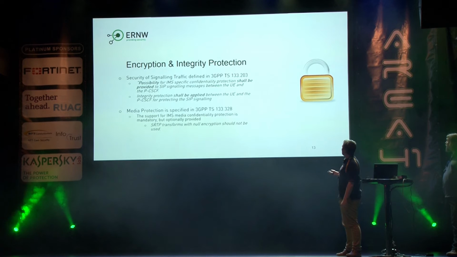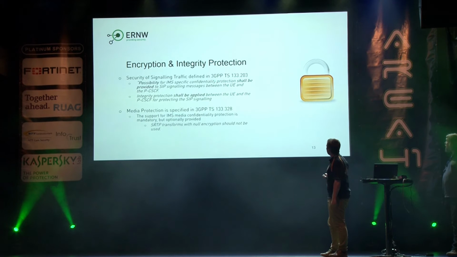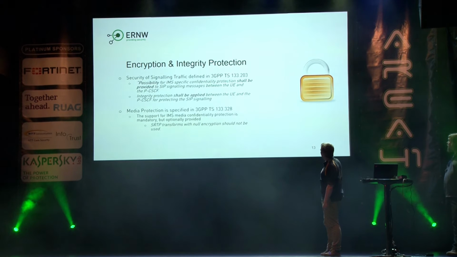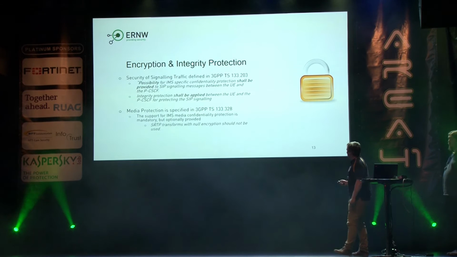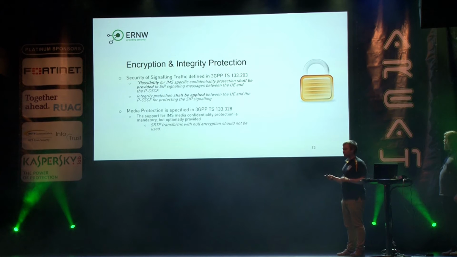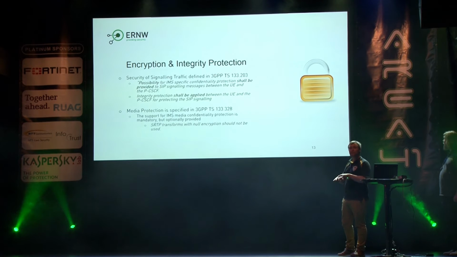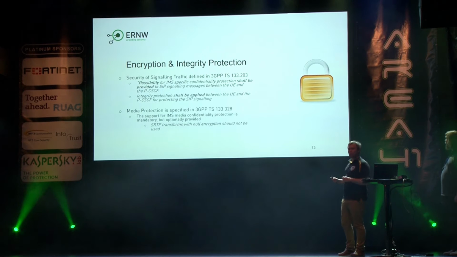So there are mainly two standards which define the requirements for security. We have the 3GPP TS 33.203, which says the possibility for IMS-specific confidentiality protection shall be provided. So the possibility, that means nothing. There is no requirement to really use that encryption. So it's optional. But the integrity protection shall be provided. Shall be provided in the language of 3GPP means that is a requirement. So at least integrity protection must be used, but no encryption must be used for the signaling traffic.